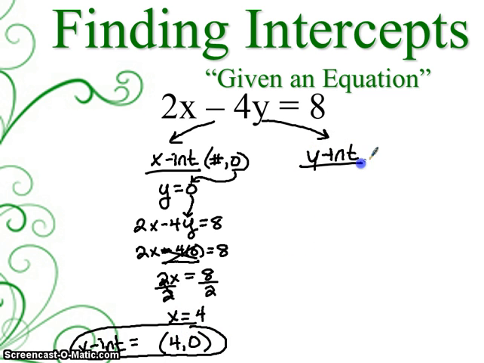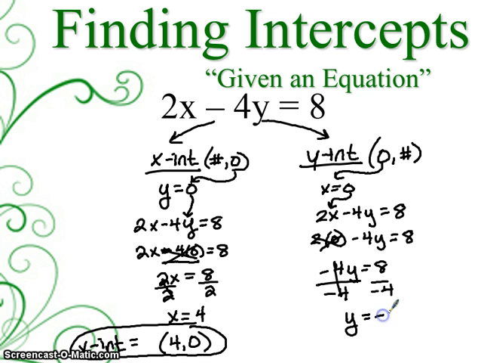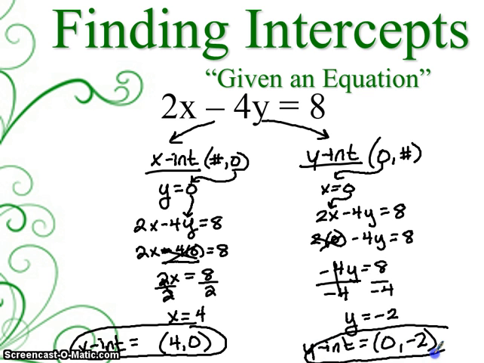Now, for the y-intercept, we know that it will always look like a 0, comma, a number. That means that x is equal to 0. So we're going to take our equation and substitute 0 for x. So we get 2 times 0 minus 4y equals 8. 2 times 0 is 0, so we get negative 4y equals 8. One-step equation. Divide each side by negative 4 to create a coefficient of 1, and we get y equals negative 2. So the y-intercept is the point 0, negative 2.